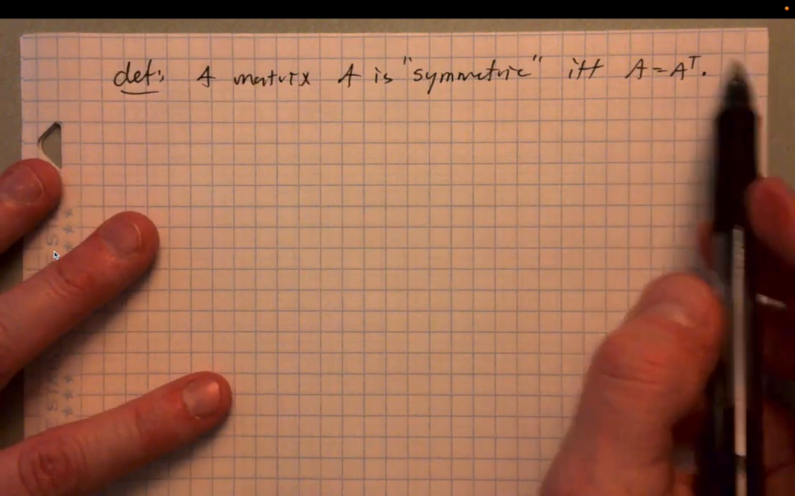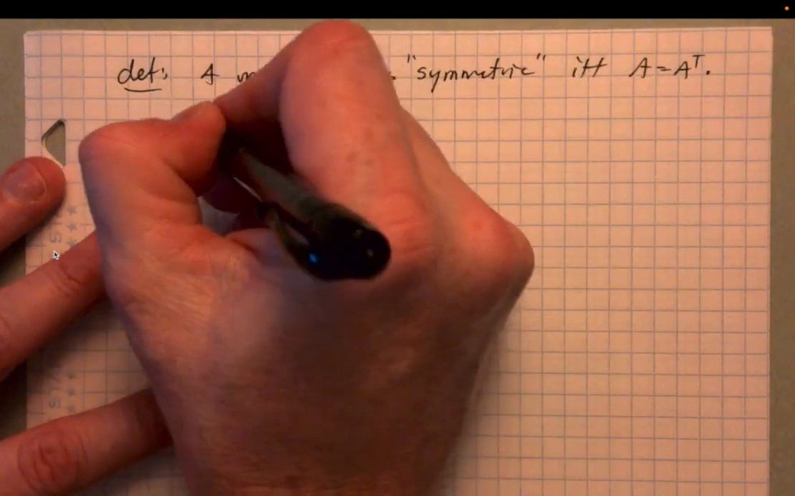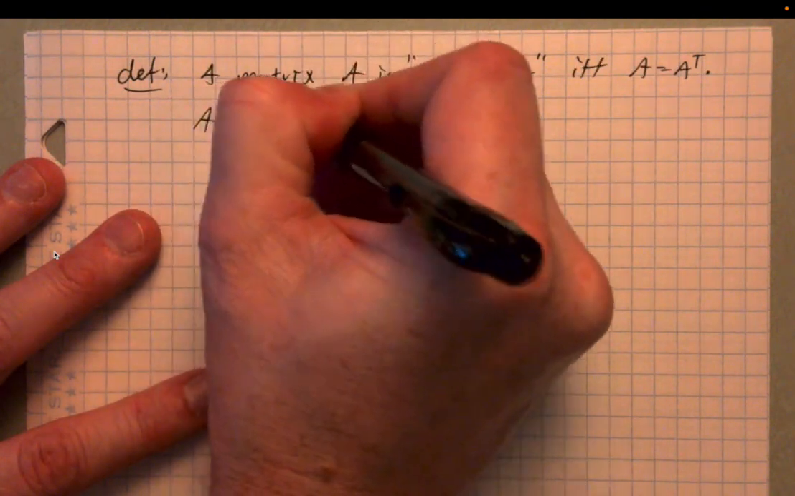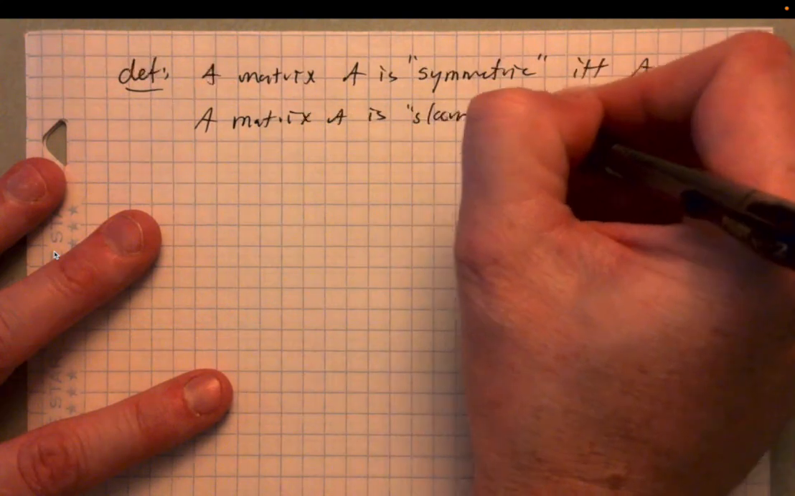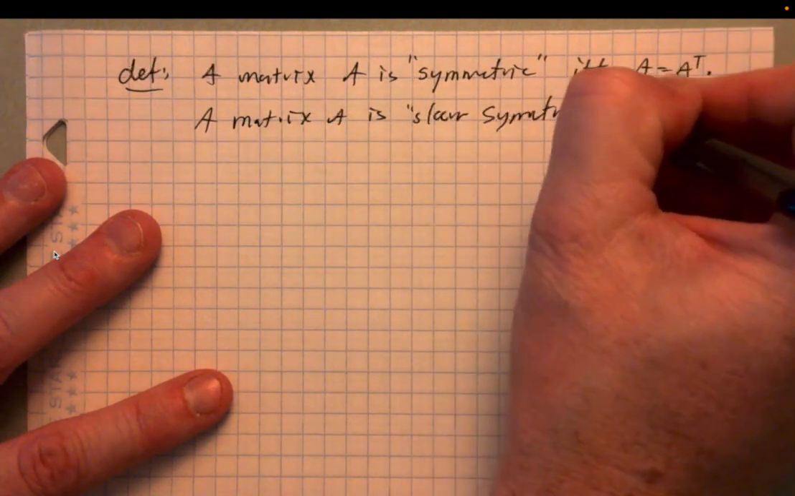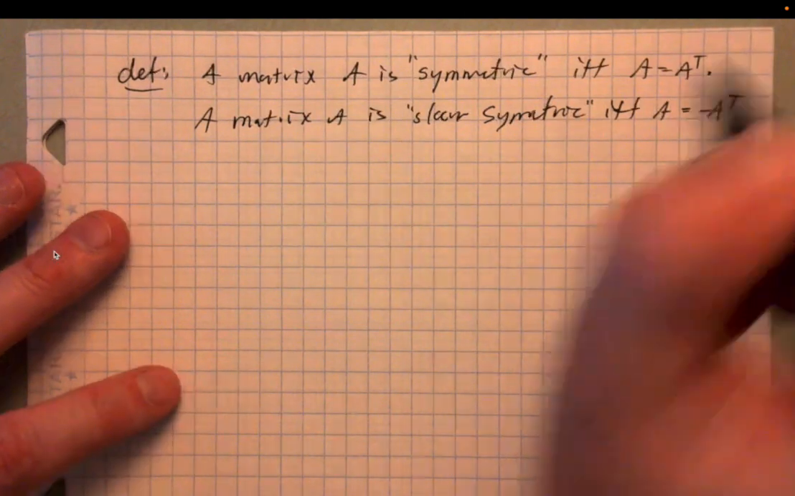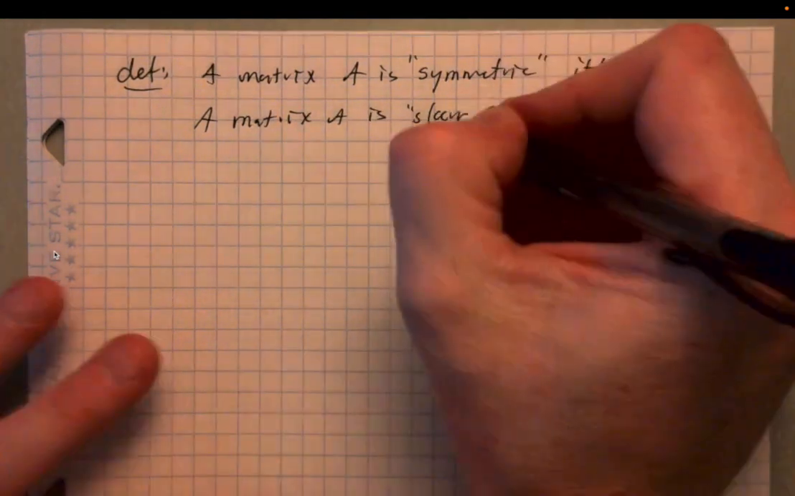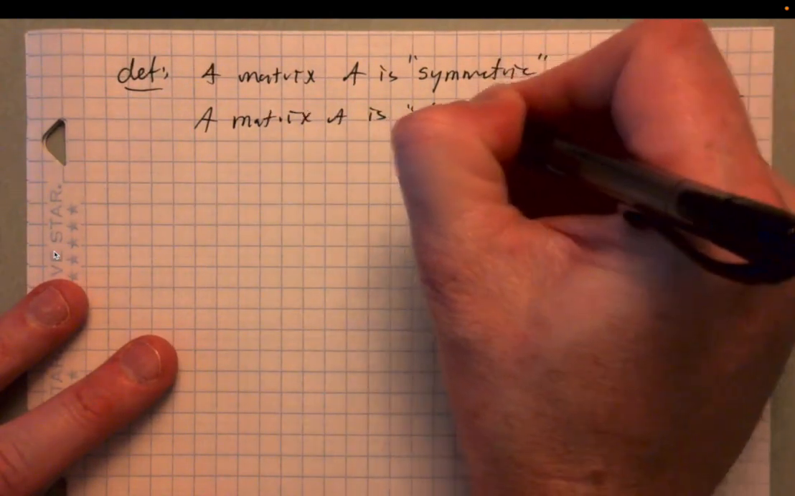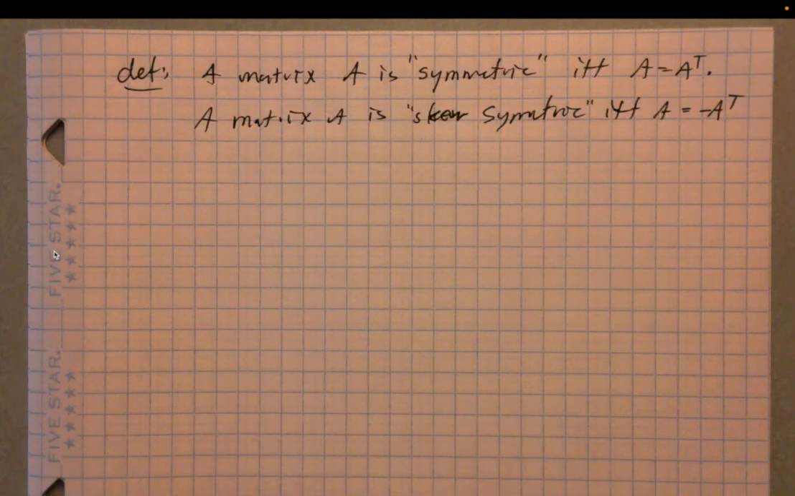There's a second concept here called skew symmetry, and we say that a matrix A is skew symmetric if and only if A is equal to negative A transpose. So there's two kinds of ideas here. There's symmetric, and then there's this idea of skew symmetric. It turns out they're actually very similar concepts, but let's explore what this means a little bit.